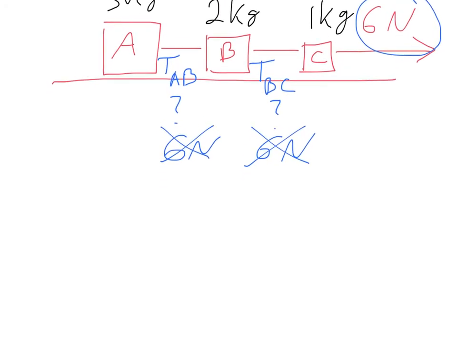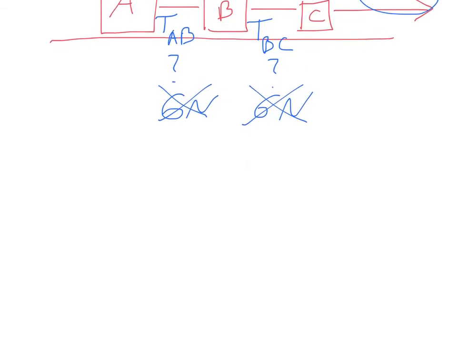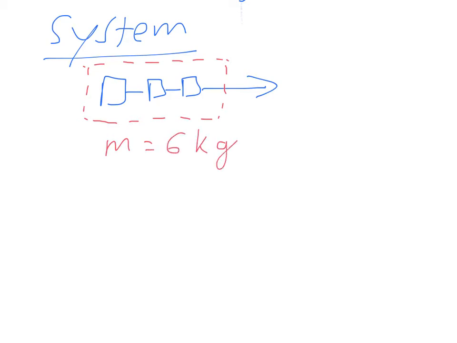Just as with the multiple blocks being pushed, when you have multiple blocks being pulled, you need to think of the system first and then look at the parts. So let's look at the system. We've got 3 blocks being pulled, and if I think of those as one object, that object will have a mass of 6 kilograms, remembering that these were 3, 2, and 1.